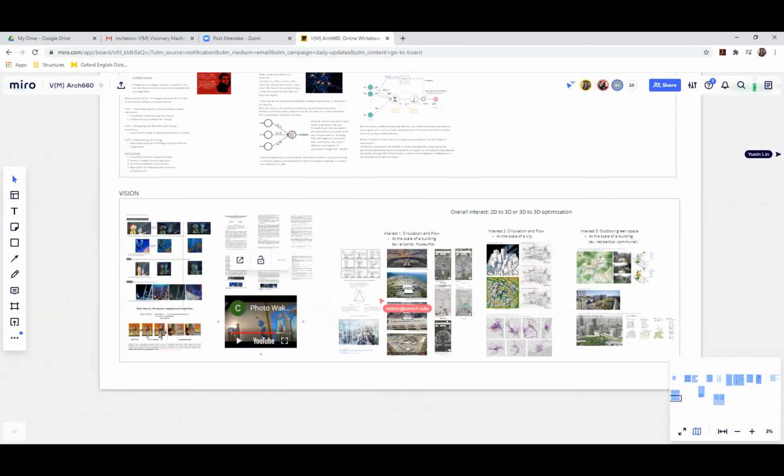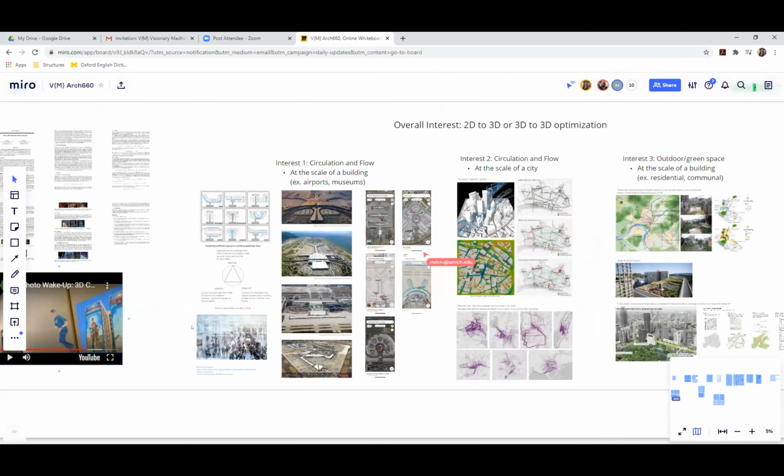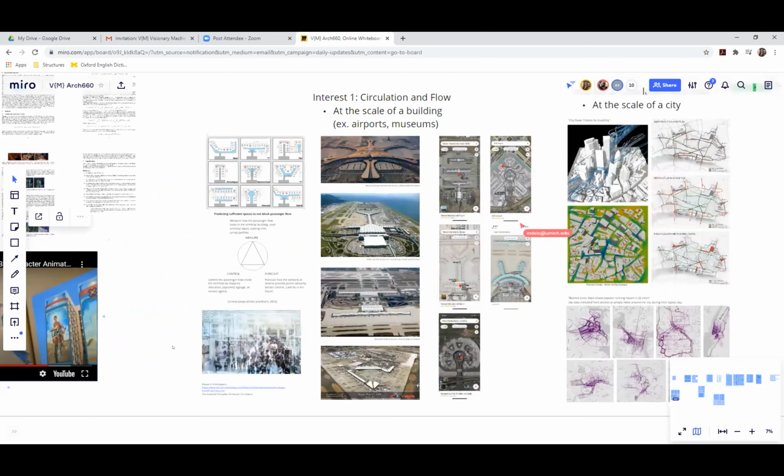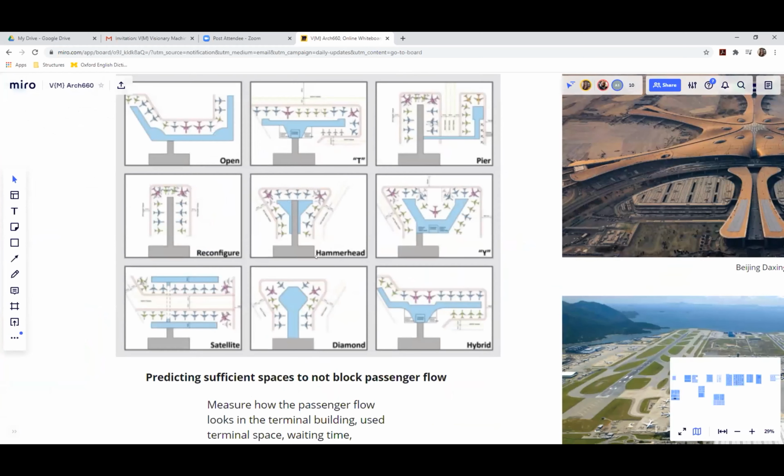So our overall interest as a group is 2D to 3D or 3D to 3D optimization techniques. And we divided this into 3 interests or directions going forward. One major area of interest is circulation and flow. One way we thought about this is at the scale of a building. So thinking about designing an airport, different optimization factors for an airport, and how we're interested in circulation and flow as this overarching topic to gain ideas about the gates and general layouts. This image here is a diagram showing overall configurations or layouts.